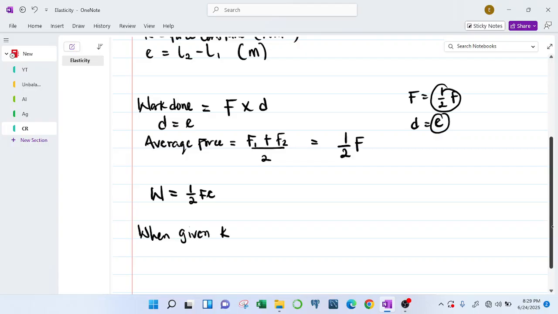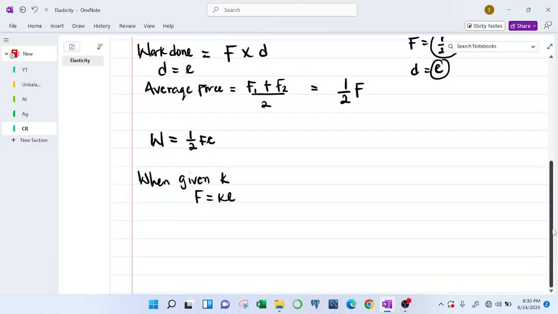So what happens? You have to remember that F equals KE. So what somebody can do is solve for F equals KE first. That gives you your F. Then you substitute it into work done and get your work done.